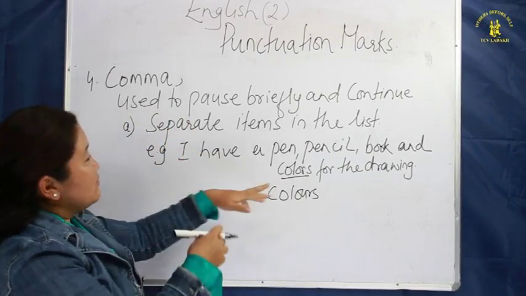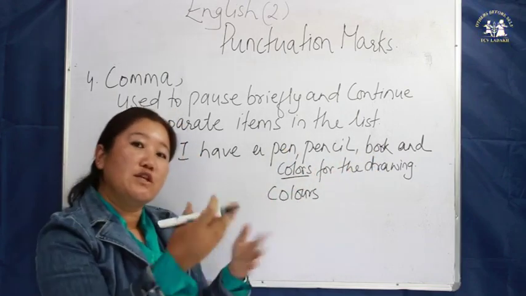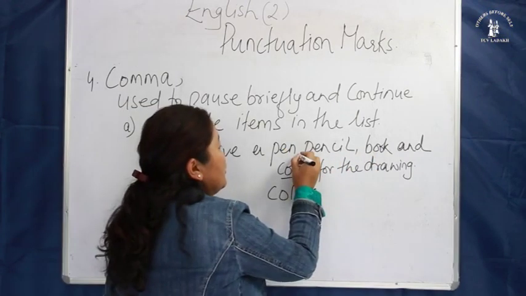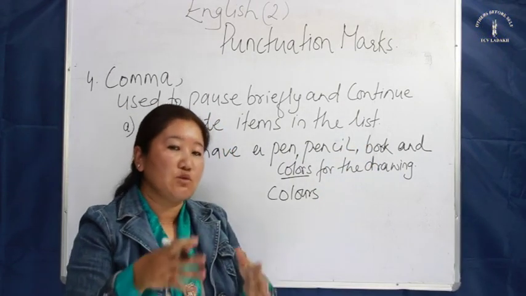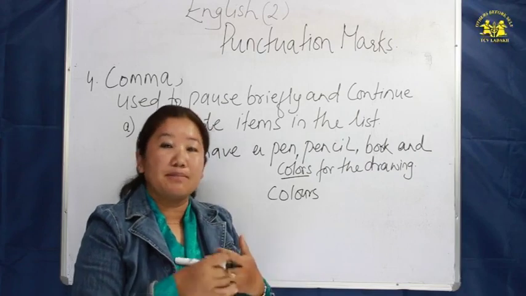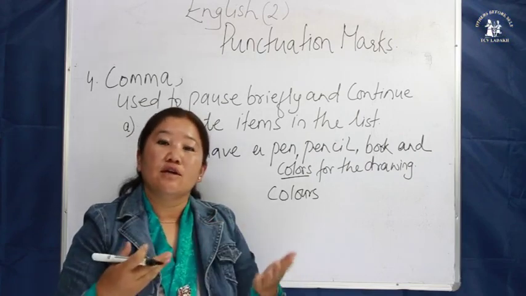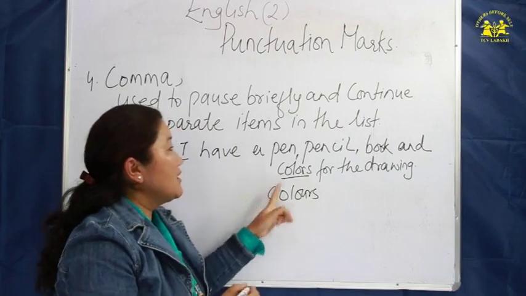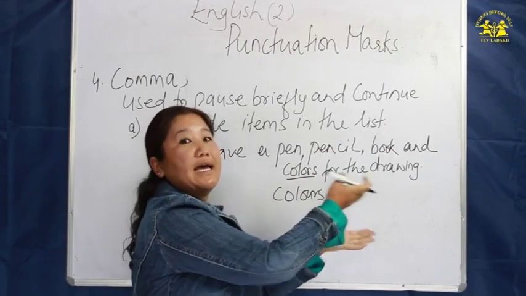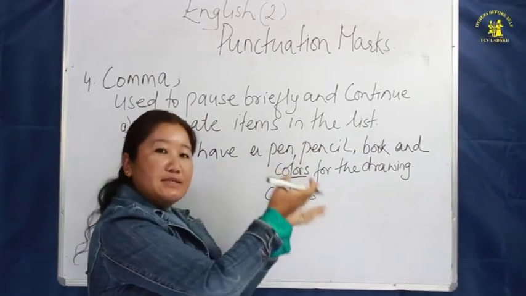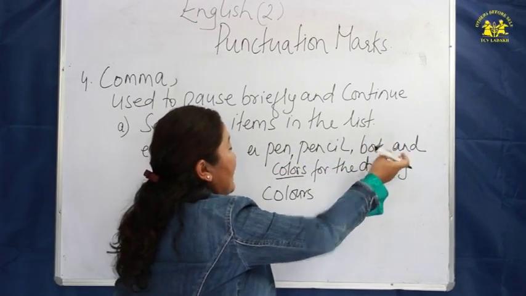All right, now let's come to the comma, okay? Pen, pencil, book. When you have more than two items, then you have to use the comma. When we speak, it's easy because we pause. I have a pen, pencil, book. You pause naturally with the help of your voice modulation. But when you write without commas, it would be like pen pencil book all together. That's why the comma plays a very important role here. Pen, pencil, book, and color.